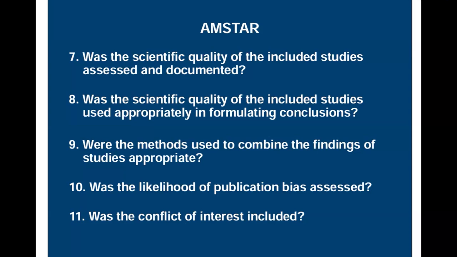Was the scientific quality of the included studies used appropriately in formulating conclusions? Were the methods used to combine findings of studies appropriate? Let's say you have done a meta-analysis on some mean differences. In one study the scale was different, in another study the scale was different, but you have just pooled a mean difference. That may not be appropriate. You have to do a weighted mean difference or another kind of analysis. So the study methods to combine the findings must be appropriate. That is very, very important.